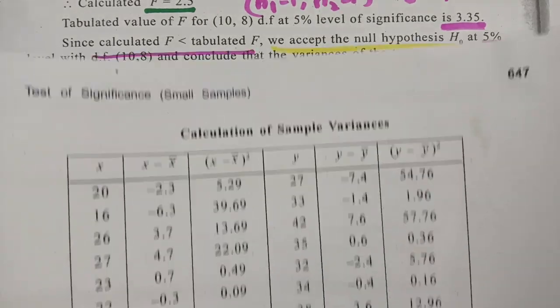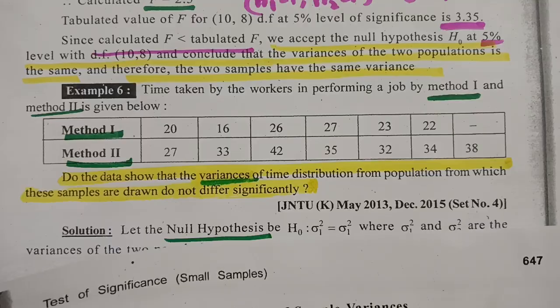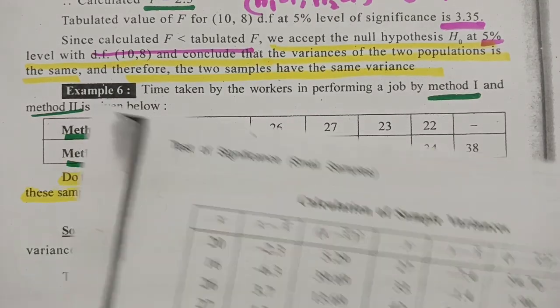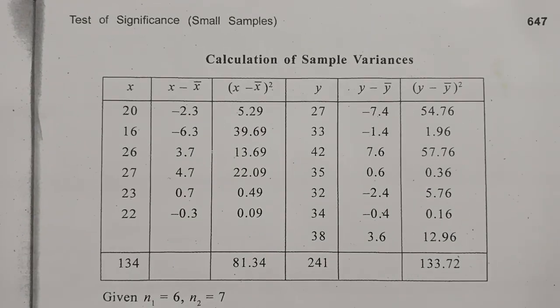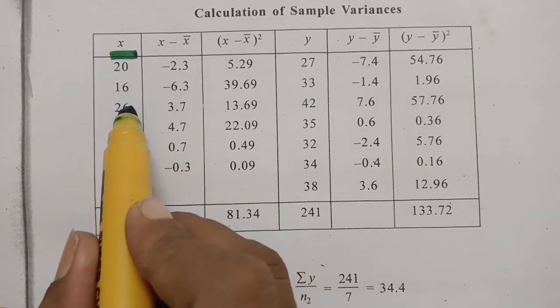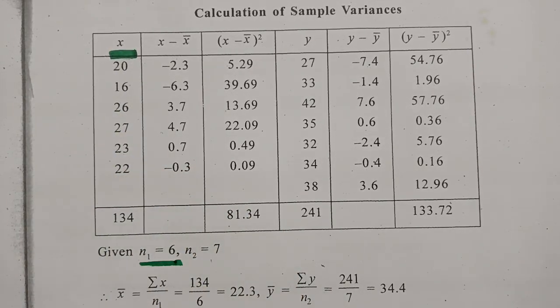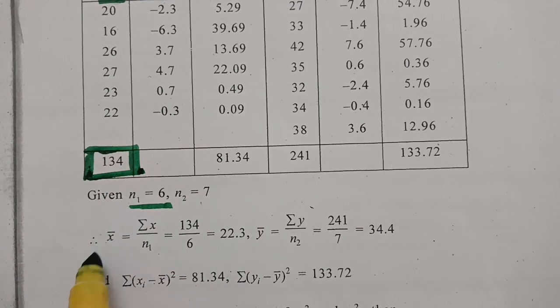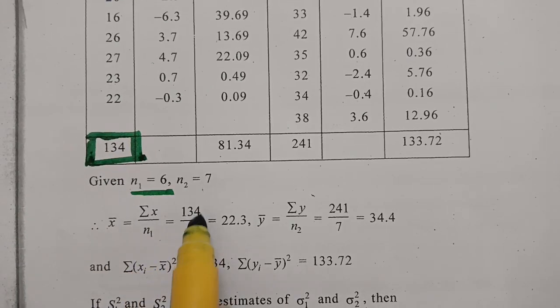Clear? And see, this is the data given. Here the x values are 20, 16, 26, 27, 23 and 22, kept under column 1. And here n1 is equal to 1, 2, 3, 4, 5, 6. n1 is equal to 6 here. So we make the addition, that is 134. And x bar is equal to sigma x by n1, that is 134 by 6.